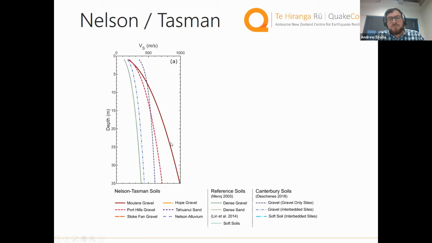The reason I'd like to point out that these gravels are much stiffer than what we've seen in other sedimentary basins. The green curves are coming from reference soil sites in California. The blue curves are those from Michael Deschain's master's thesis in the Canterbury Basin. And you see that the gravels in Nelson are stiff. This is because they're most likely weathered from the bedrock, and they might be overconsolidated.